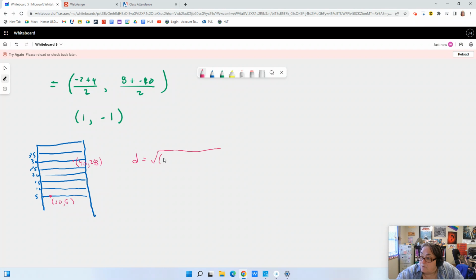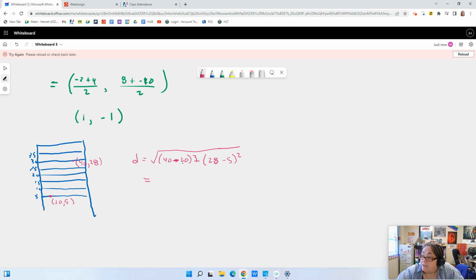And we can do our 40 minus 20 squared plus 28 minus 5 squared. I just need to be consistent. If I have my 40 first, I need to have my 28 first. And then we're just going to solve that just like we would the distance formula any other time.